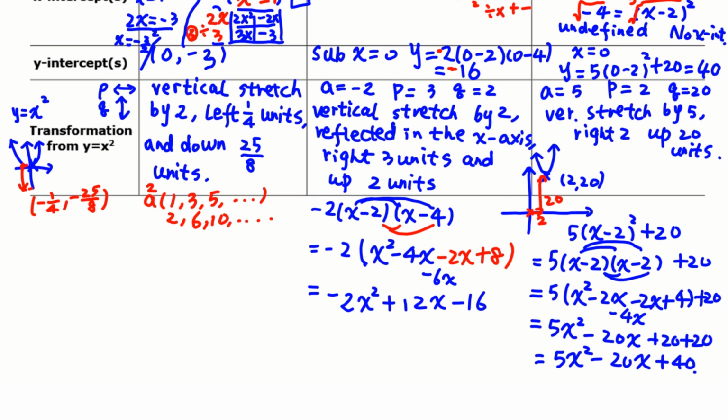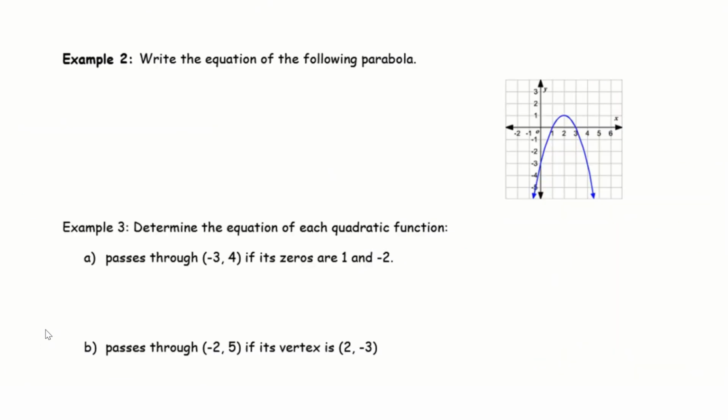Okay, so next page we are going to see how, from a given graph, you are going to be able to find the equation for it. So for this one, you have y-intercept (0, -3), x-intercepts 1 and 3, and the vertex is (2, 1).